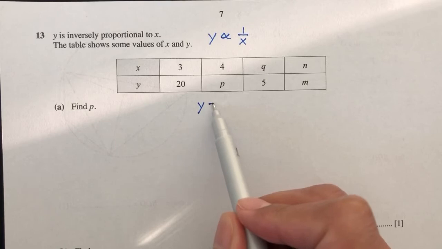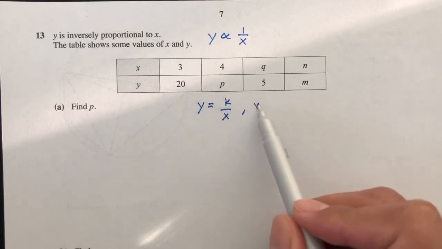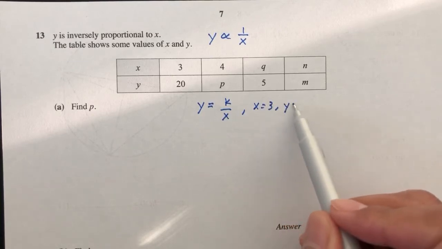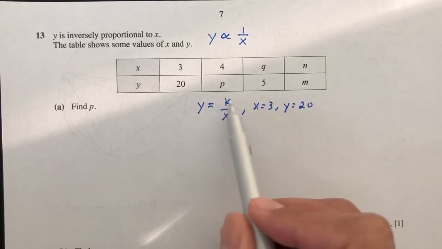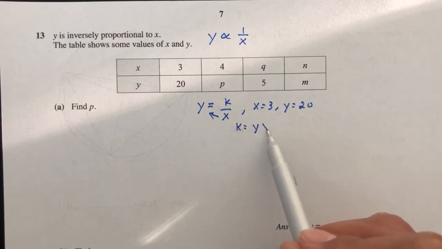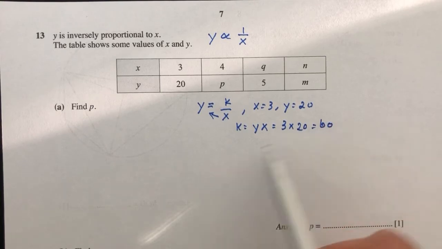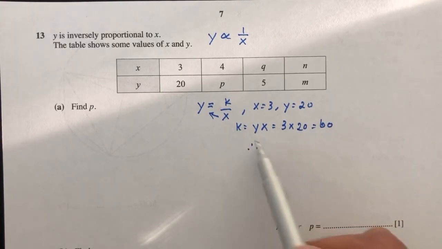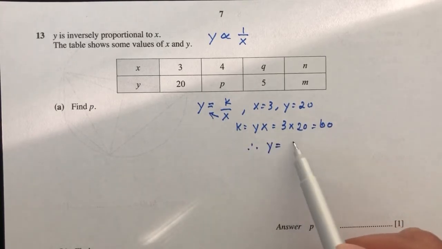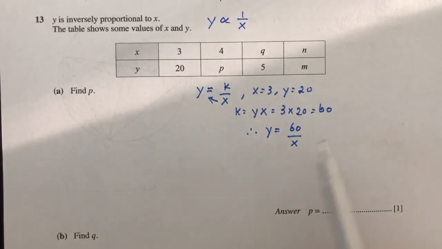So we know that y equal to k divided by x. We know that when x equal to 3, y equal to 20. So we can find the value of k. k equal to y times x, which is 3 times 20. That will be 60. So the equation will become y equal to 60 divided by x. So that's the first part.